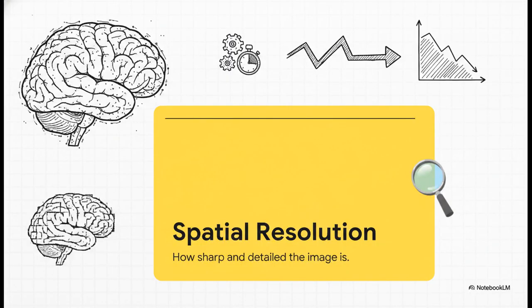Next on the list is spatial resolution. This is all about detail. How sharp is the image? With high resolution, you can see all the tiny little structures with perfect focus. Low resolution, on the other hand, just makes everything look kind of blurry, or even blocky.